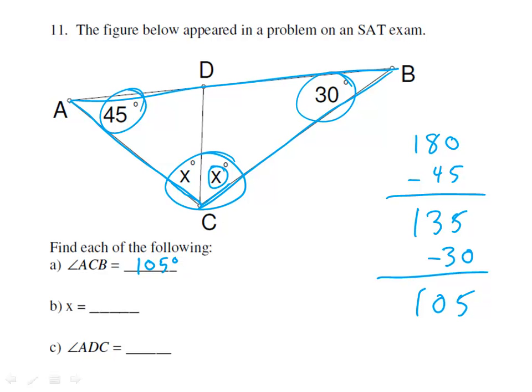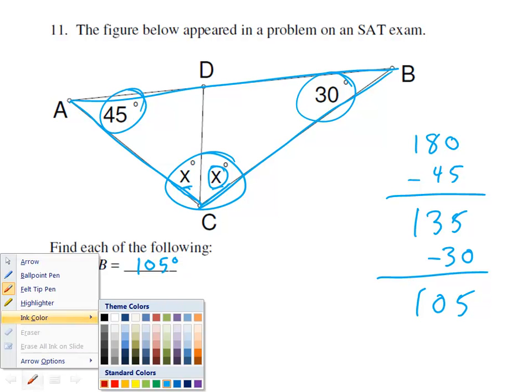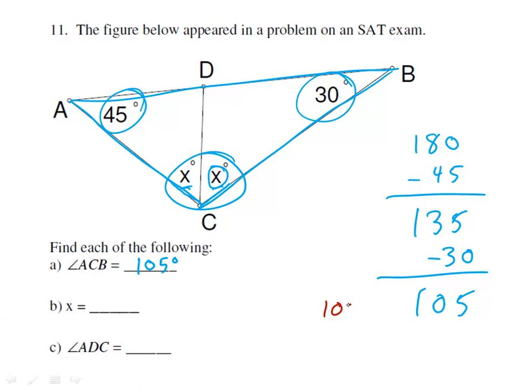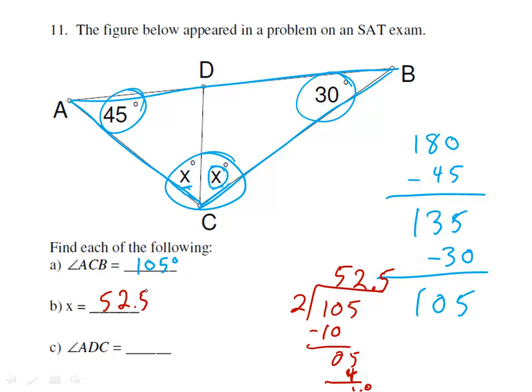All right, now the fact that these are both named X means that they're equal to each other. So it's very simple then, at this point, to find the measure of X. Maybe you remember this. And 2 goes into 5, 2 times, so 52.5 for X. All right? So then what is ADC?